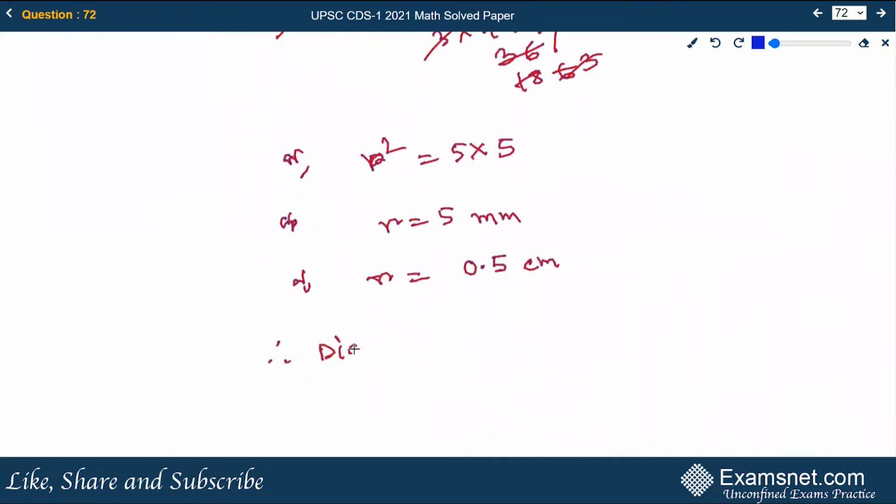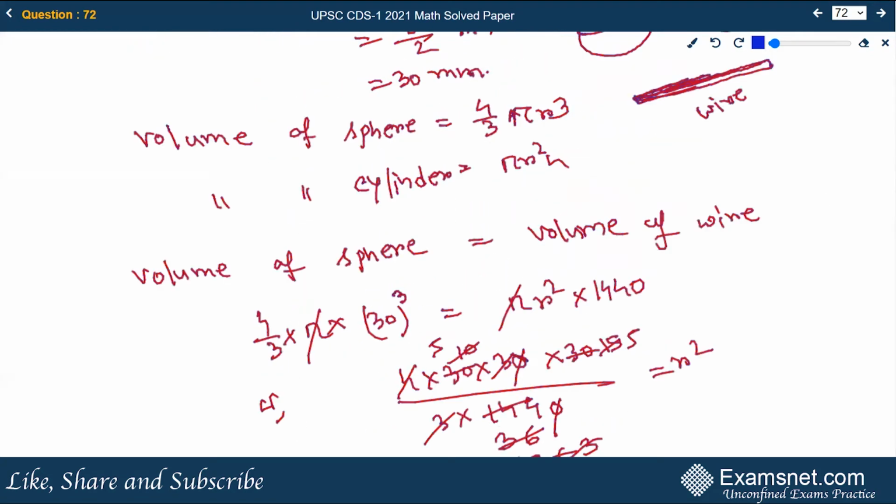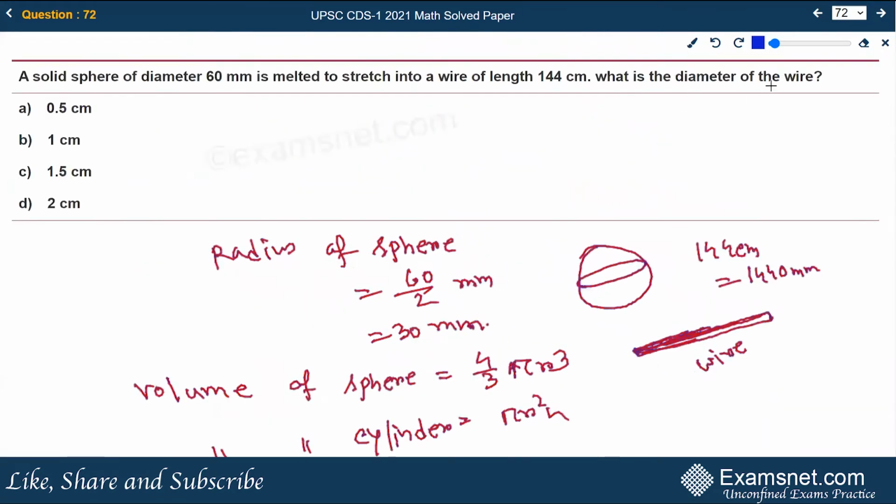Therefore, the diameter of the wire is 1 centimeter. We are asked to find the diameter of the wire, that is 1 centimeter. Option B is the correct answer here.